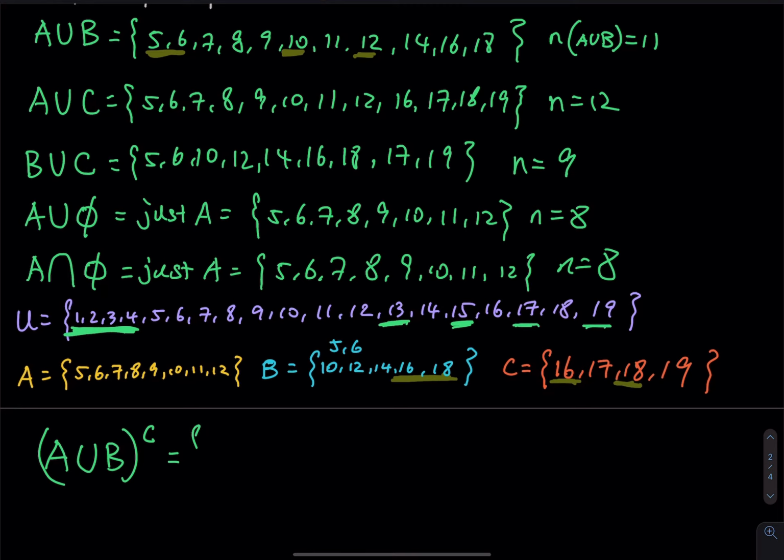So you did not mention 1, 2, 3, 4 in A union B. You did not mention 13. You mentioned 12. And then 14 you mentioned, and then 15. 16, 17, 18, 19. How many numbers? 1, 2, 3, 4, 5, 6, 7, 8. So the cardinality is 8.